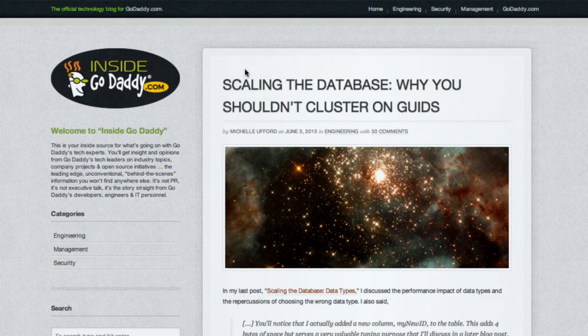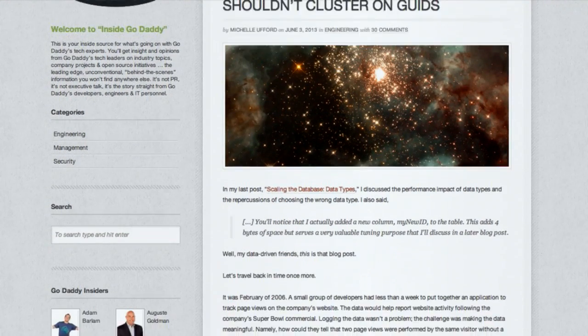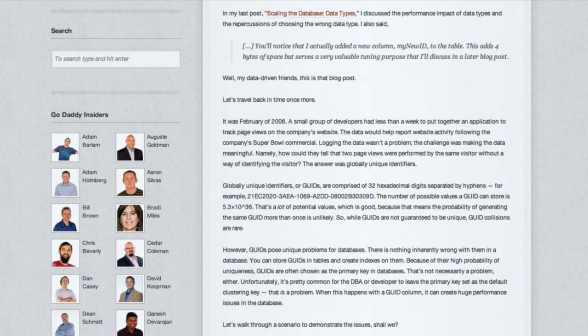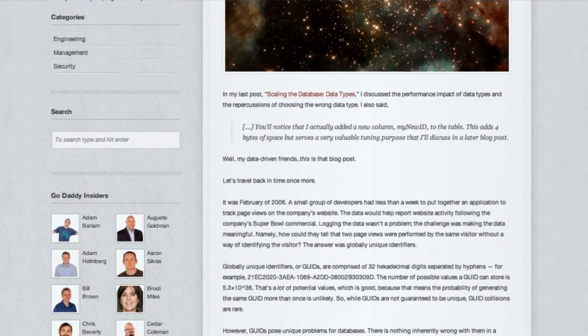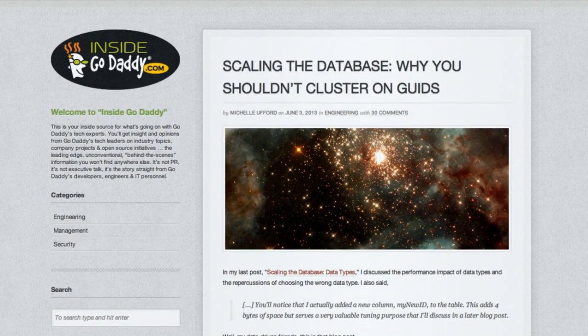Our next story in the roundup comes from the GoDaddy blog, the inside.godaddy.com blog. It's an interesting article about scaling issues they had when they built their own little analytics system for tracking traffic on their website. It talks about databases and sharding. Basically they used a GUID, which is a long global unique string, as the cluster key to break up the data into separate files on the system. And because of the way GUIDs work, it resulted in huge amounts of fragmentation.